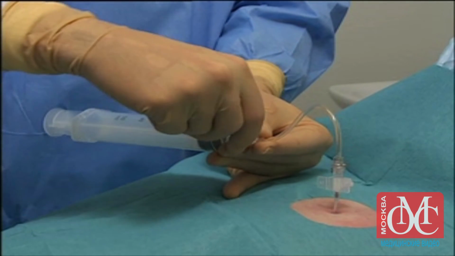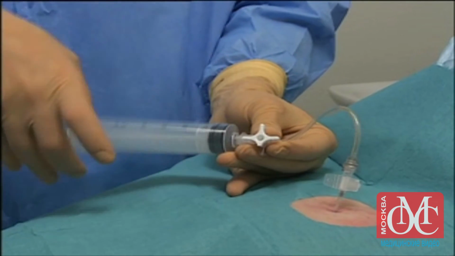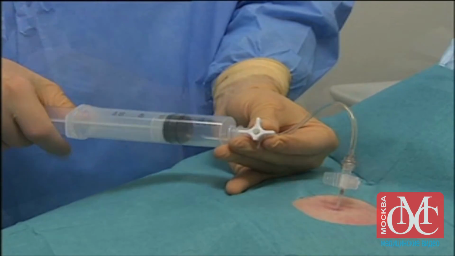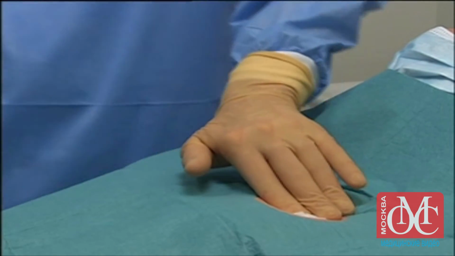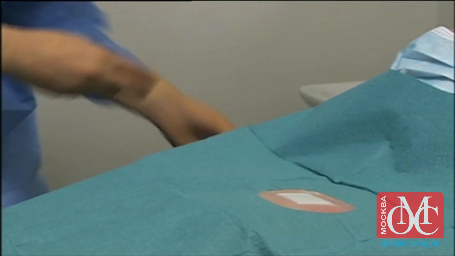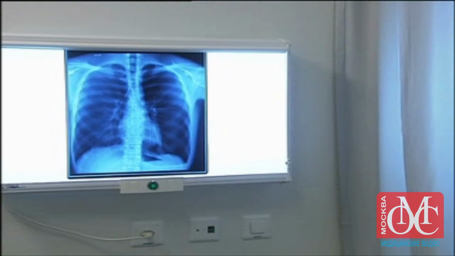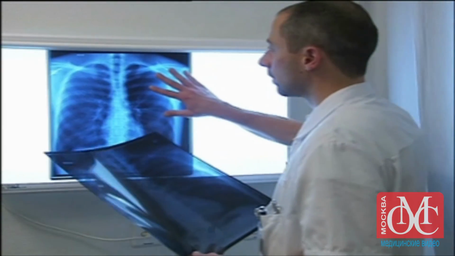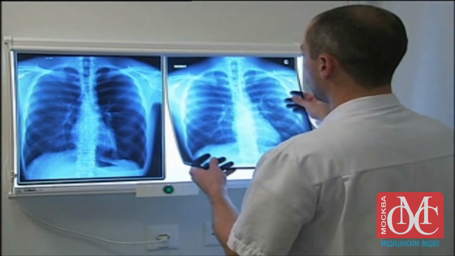Continue manual aspiration until you cannot aspirate any more air. Remove the catheter, put a sterile dressing on the site of insertion, and order a post-procedural chest radiograph to be obtained with the patient in an upright position.